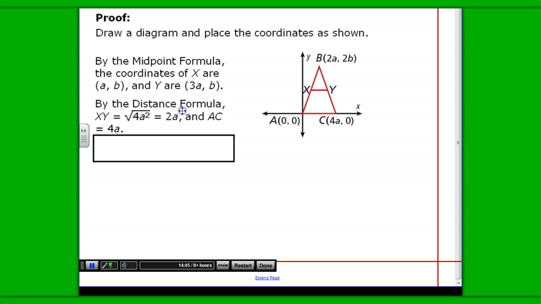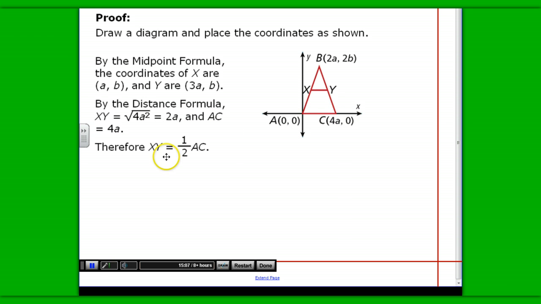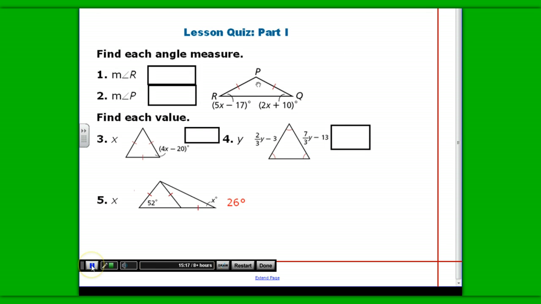There we go. And we're able to then use the distance formula to find the length of XY. And the length of XY would be the square root of 4a squared, which is 2a. We know that AC is 4a, and so we can say that XY, 2a, is half of AC, which is 4a. Please try the lesson quiz and come back and check your work.